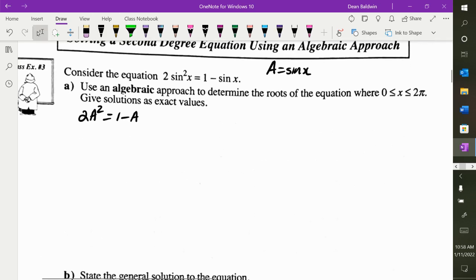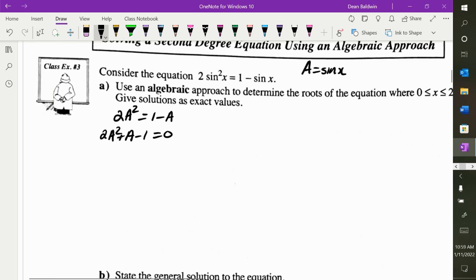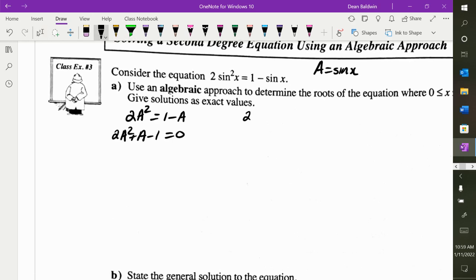Right now it's a grade 11 problem. How do you solve that? How do you solve a quadratic equation? There you go. You move everything to one side. So I'm moving the a and the 1 over. And I get that. Now what do you do? You factor it. So 2 times negative 1 is negative 2. What multiplies to negative 2 and adds to the middle term positive 1? 2 and negative 1. So I break up the middle term.